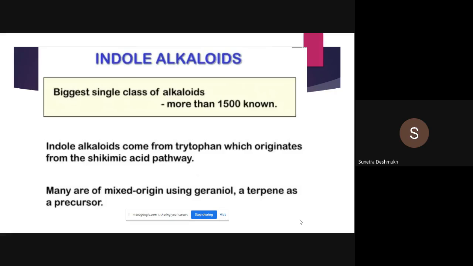These alkaloids are the biggest single class of alkaloid, with more than 1,500 known alkaloids under this indole type. Indole alkaloids come from tryptophan, which originates from the shikimic acid pathway. Many are of mixed origin, using geraniol or terpenes as a precursor. Okay, so we'll see now.